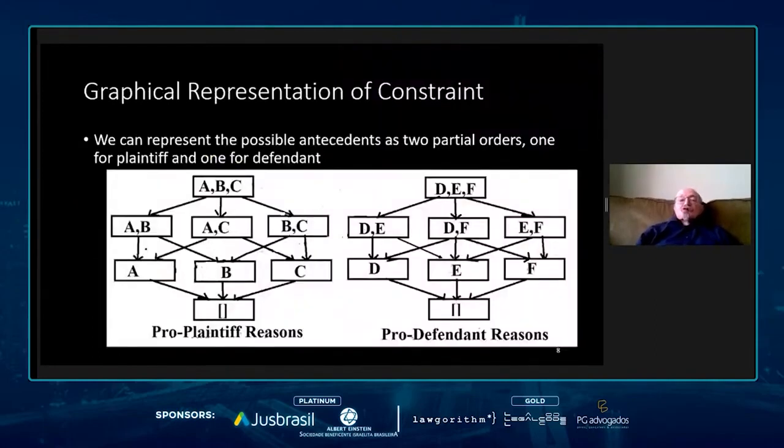We can represent this graphically by representing the possible antecedents as two partial order rulers. The one on the left for the plaintiff, the one on the right for the defendant. Now a precedent will place an arc between these rulers.